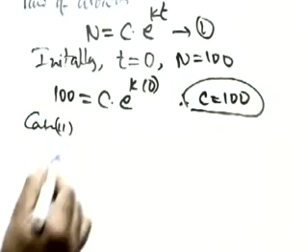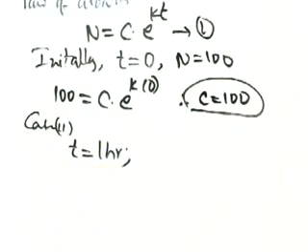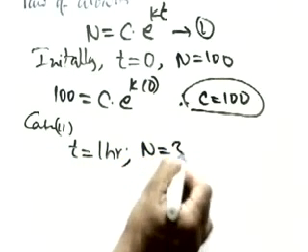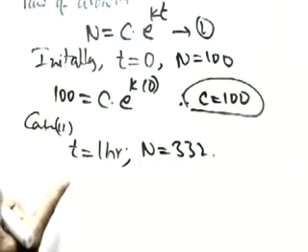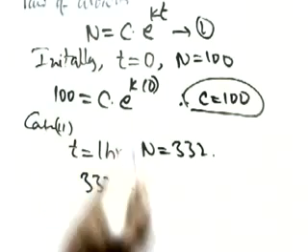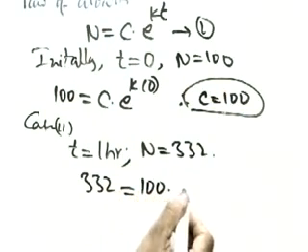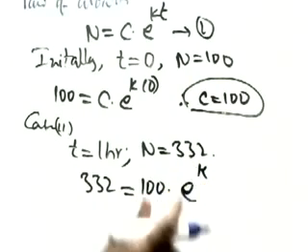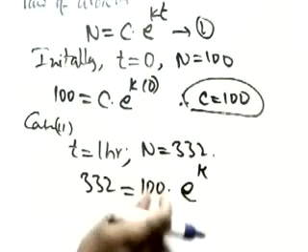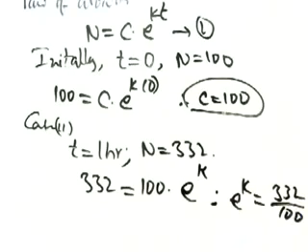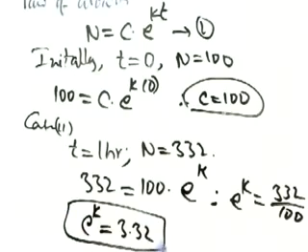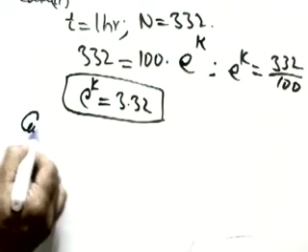First step done. Now case 2: after 1 hour, that is t equals 1 hour, the bacteria is 332. Let me substitute again in the formula: 332 equals C, which is 100, into e power k into 1. So we get the value of e power k. Bring this 100 over: e power k equals 332 by 100. Now we can write e power k equals 3.32. So we get the value of e power k.